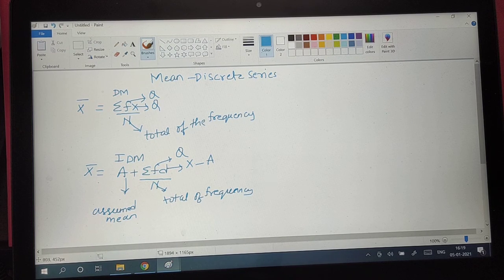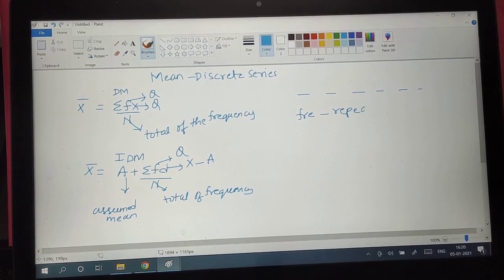So how do you recognize whether a given question is a discrete series or not? Usually you will be given a set of numbers like this when it is individual series, and you don't have anything such as frequency. Frequency is nothing but the number of times that a particular value is occurring in a given data. So you usually have two columns here, which are x and f.